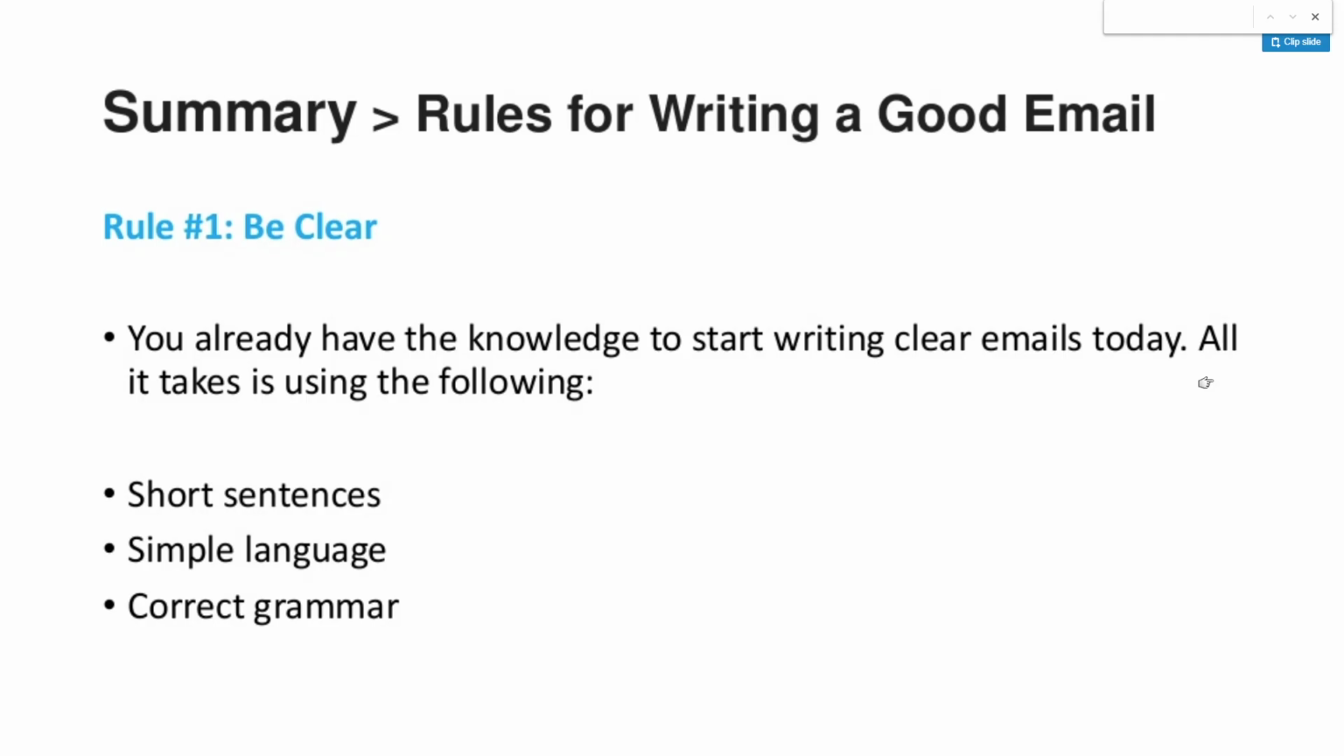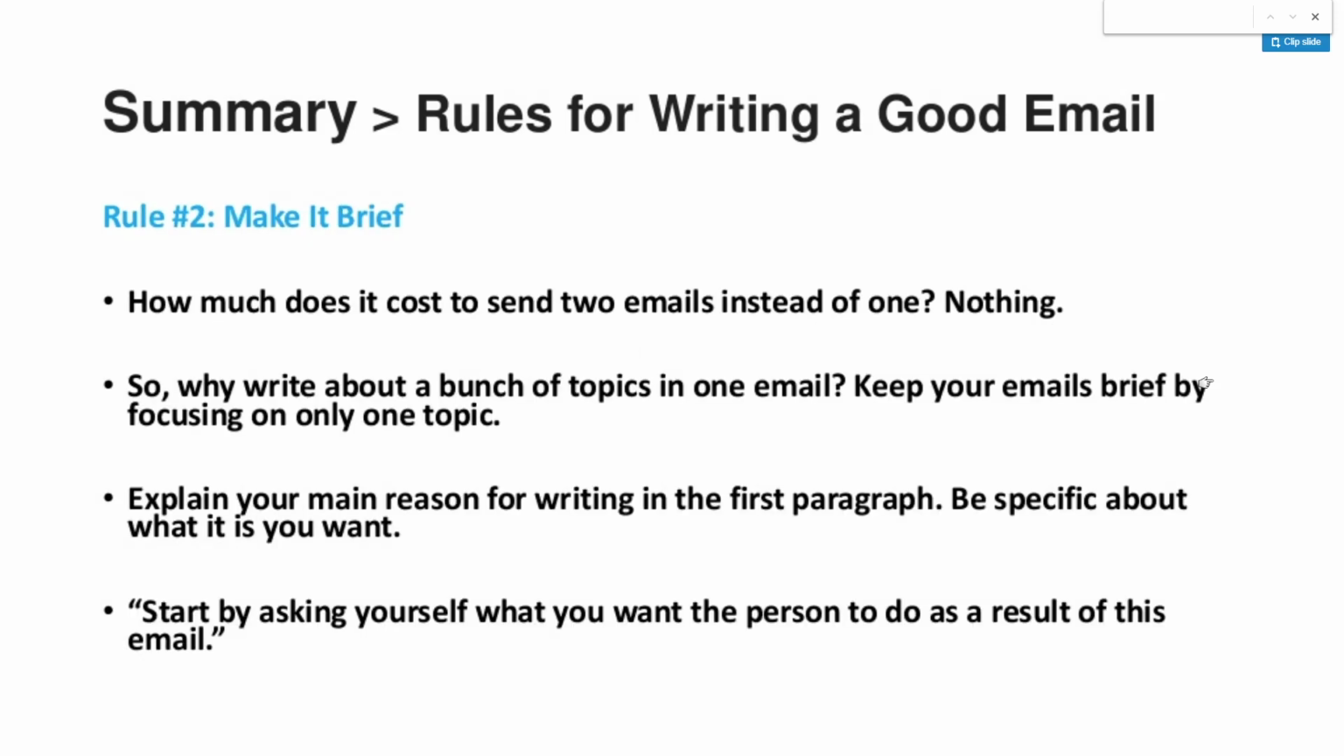So, in short, rules for writing a good email. Rule number 1 is be clear. That's a very important rule. Be clear. You already have the knowledge to start writing clear emails today. When you've seen this video, all it takes is using the following. So, use short sentences, simple language, and correct grammar, and not the difficult grammar, not the passive construction, we have been. No, simple grammar, simple language, short sentences.